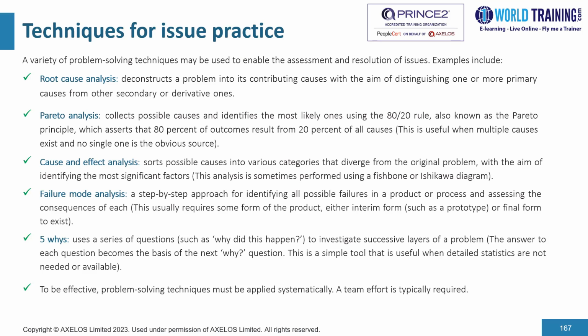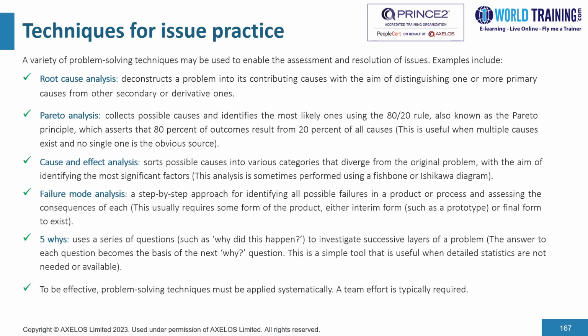Another technique is the cause and effect analysis. It sorts possible causes into different categories that diverge from the original problem with the aim of identifying the most significant factors. This analysis is sometimes performed using a fishbone or Ishikawa diagram.